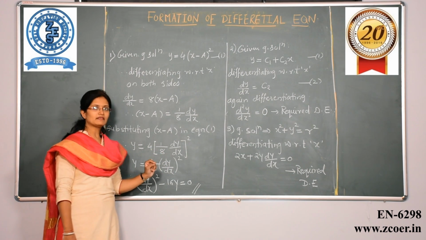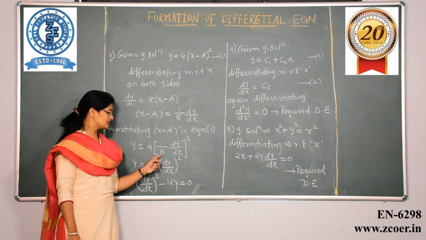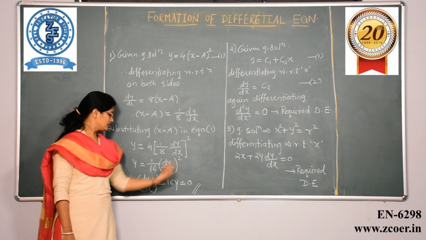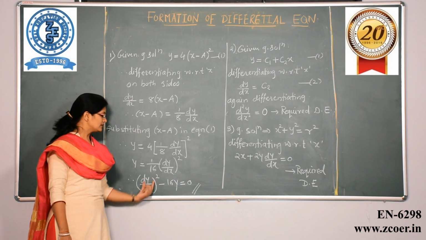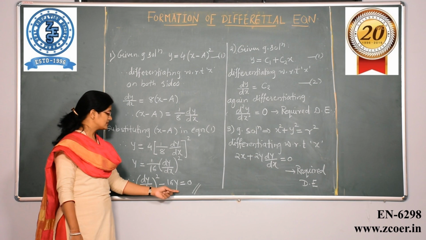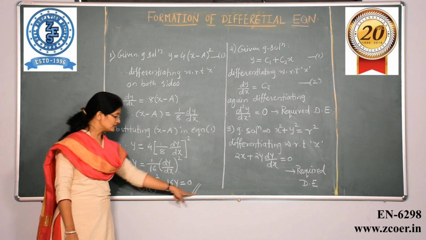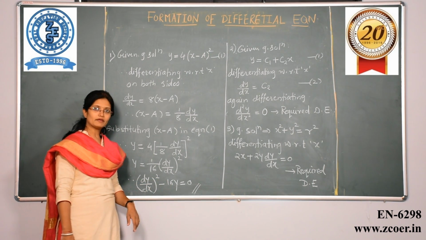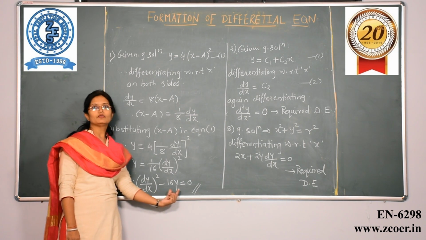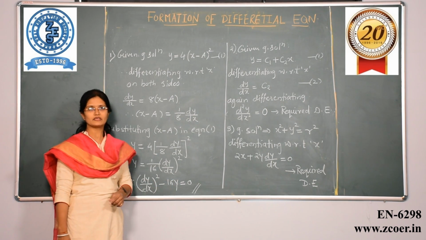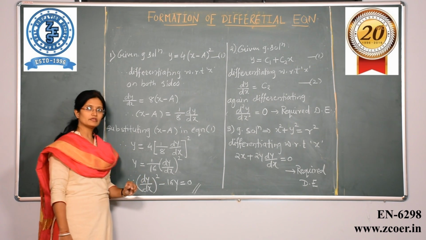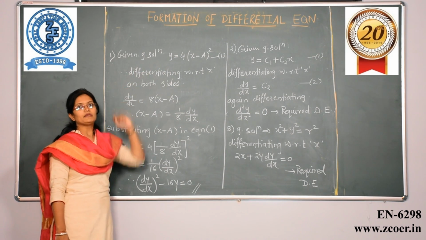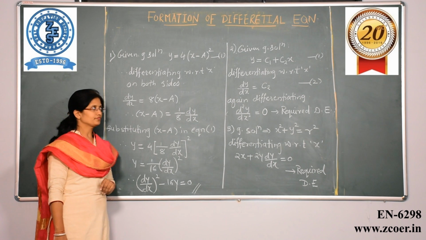The square of 1 upon 8 is 1 by 64. So 4 divided by 64 is 1 by 16, and it becomes (dy by dx) the whole square. So we get here (dy by dx) the whole square minus 16y equals 0. Now this is the differential equation in terms of y, where y is the dependent variable and x is the independent variable, and this differential equation does not contain any arbitrary constant in it. The order of this differential equation is 1, because there is only one arbitrary constant present in the general solution.